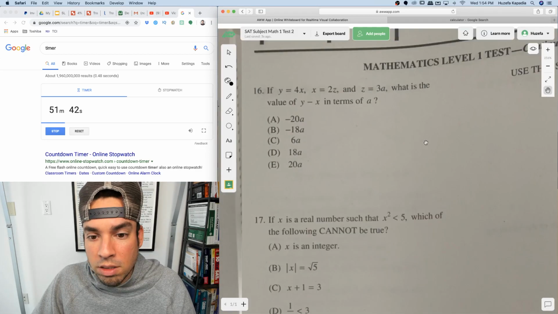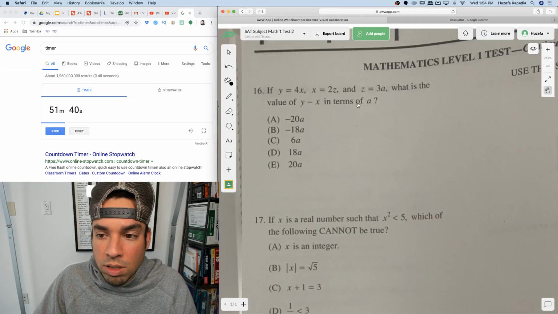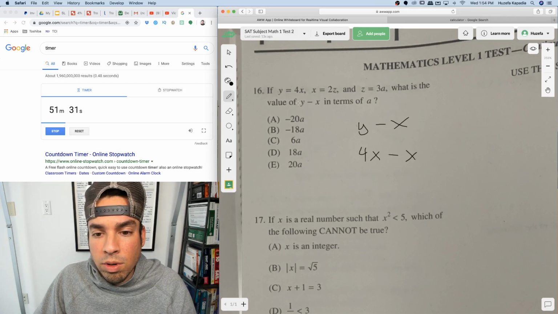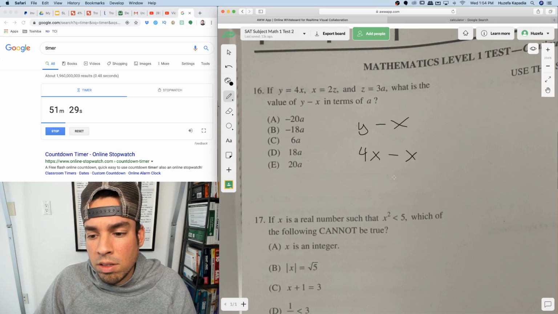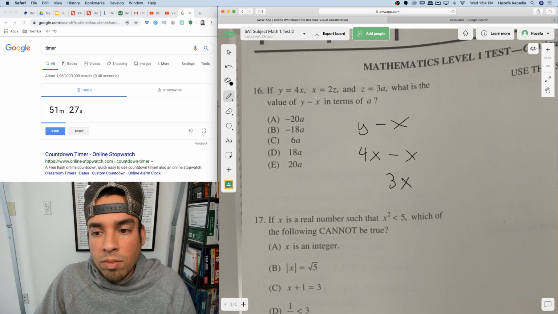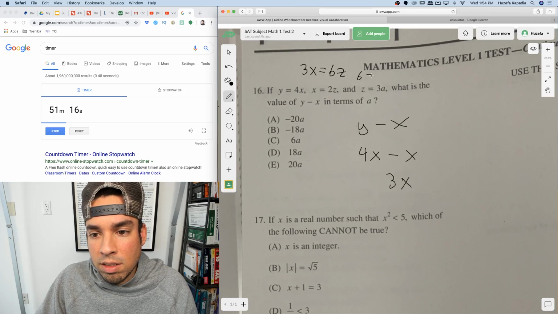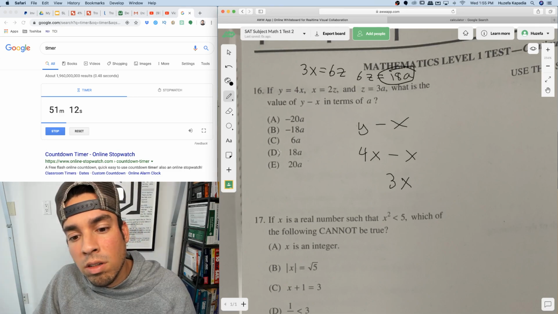Next, 16. If y equals 4x, x equals 2z, and z equals 3a, what is the value of y minus x in terms of a? So y minus x is the same as 4x minus x, right? Because y equals 4x, which is the same as 3x. Then we'll go down the line. If x equals 2z, then 3x, multiplied both sides by 3, is 6z. And then z equals 3a. So then 6z equals 6 times that, which is 18a. And there it is.